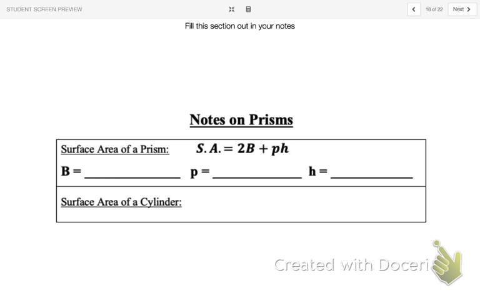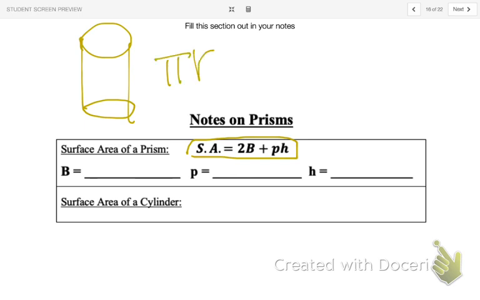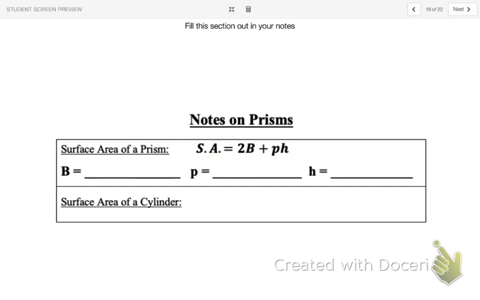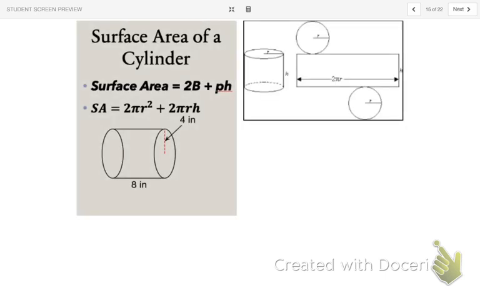For the surface area of a cylinder, we can still use this formula, but since a cylinder has bases that are circles, then you're going to start talking about pi and pi r squared. So I'm just going to give you the formula, even though that one works. Here on slide 15 is where I talk about the transition from 2B plus PH to 2 pi r squared plus 2 pi r h.